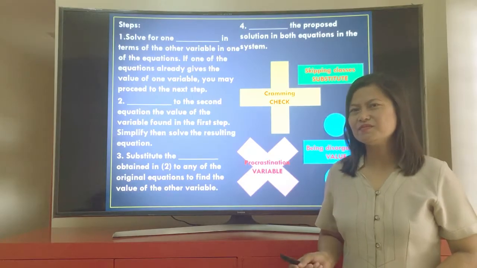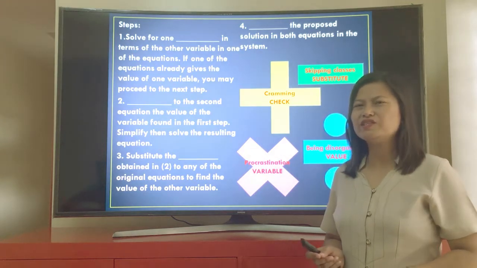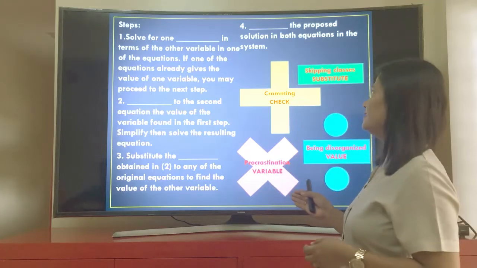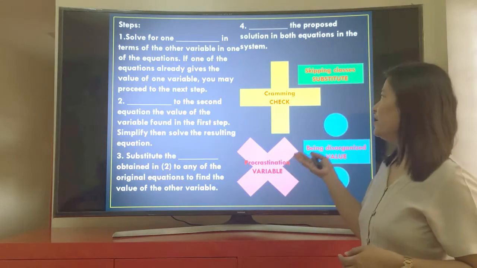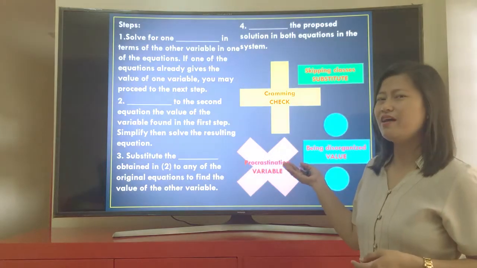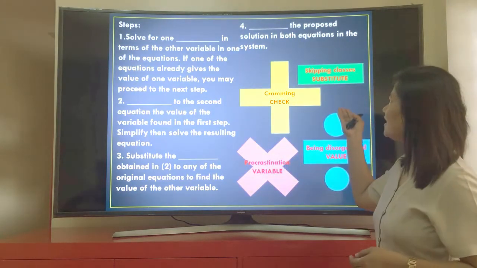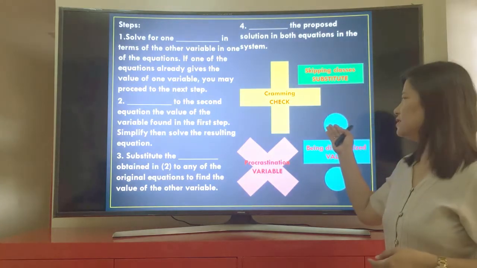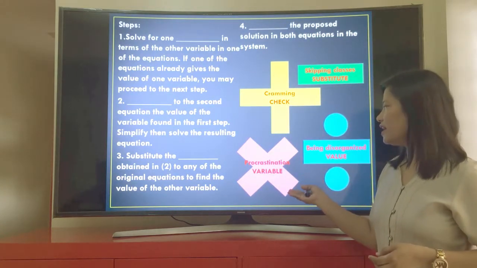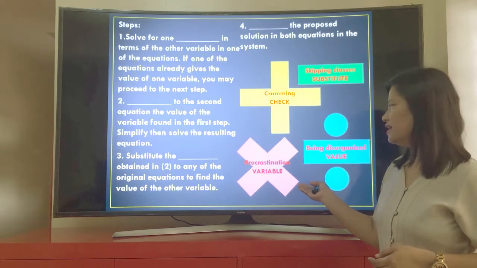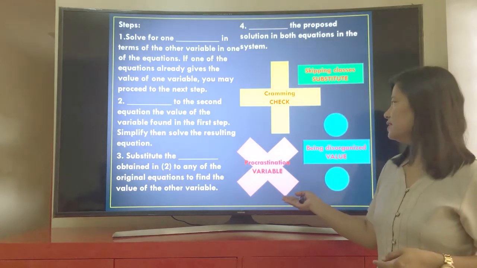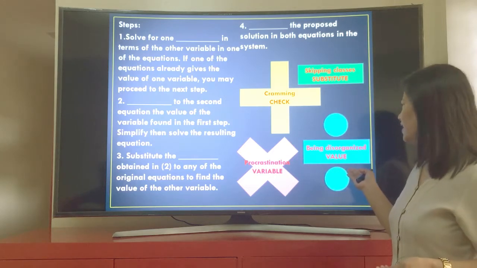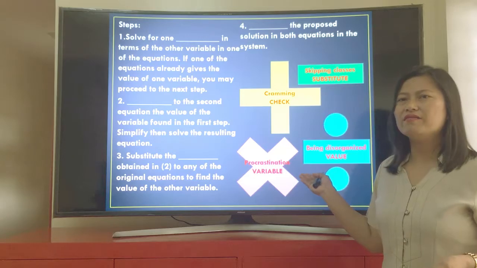Let's recall the steps in solving a system of linear equations using the substitution method by doing this activity. In the plus sign, we have cramming. Below it, we have check. In the minus sign, we have skipping classes. Below it, we have substitute. In the multiplication sign, we have procrastination. Under it, we have variable. And in the division sign, we have being disorganized. Under it, we have value.